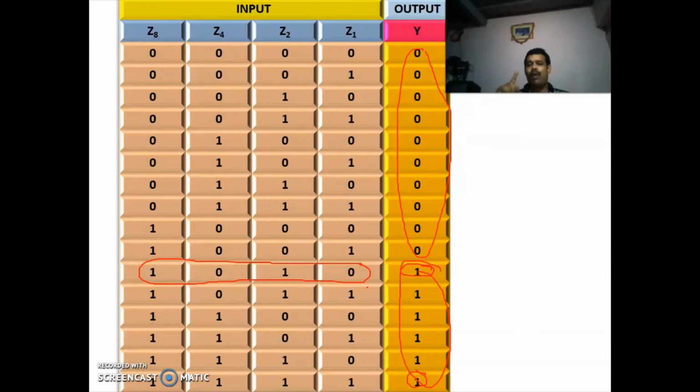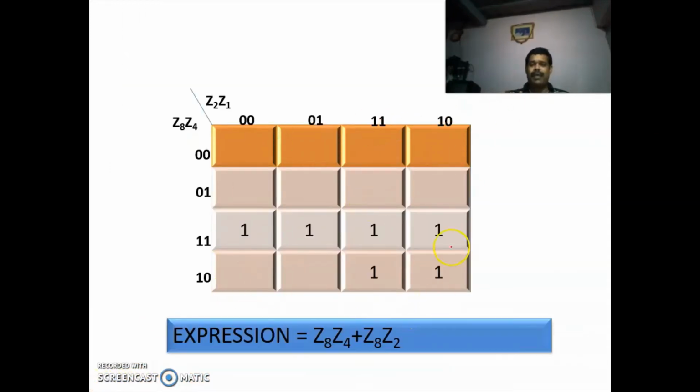So we have to draw one 4-variable map. We have drawn one 4-variable map, and we have plotted ones for 10, 11, 12, 13, 14, 15, because the output of our circuit is 1 for 10 to 15. Then we have grouped them: for this group Z8 Z4, and for this one Z8 Z2. So we have got this expression.